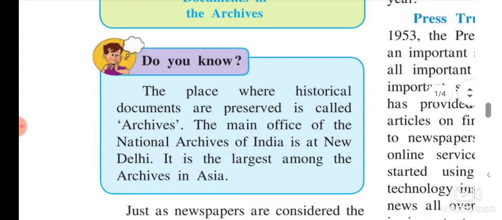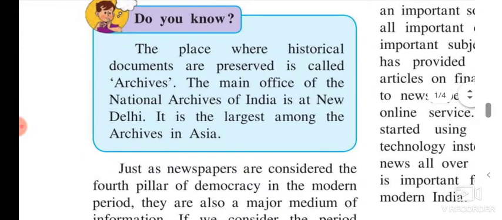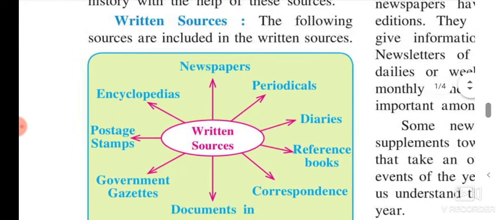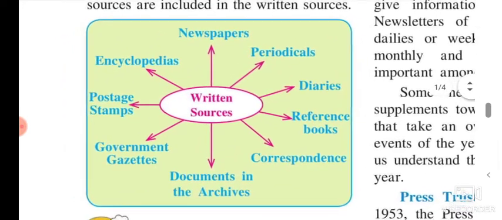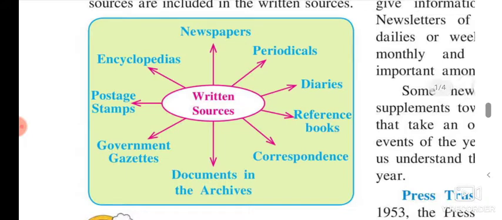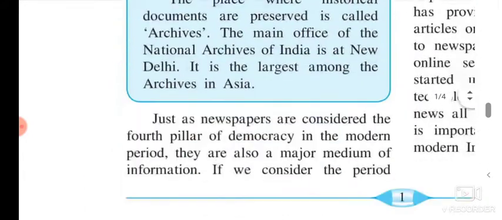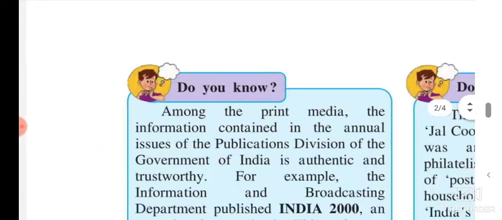We have an information box here. Do you know the place where historical documents were preserved is called the archives. The main office of the National Archives of India is now in New Delhi. This is the largest among the archives in Asia. You do have an activity here. Sorry, it's not an activity, it's a diagram. Let's turn to the next page.